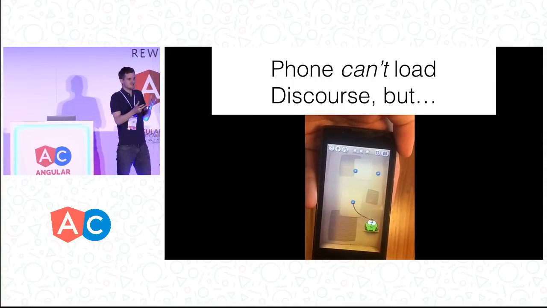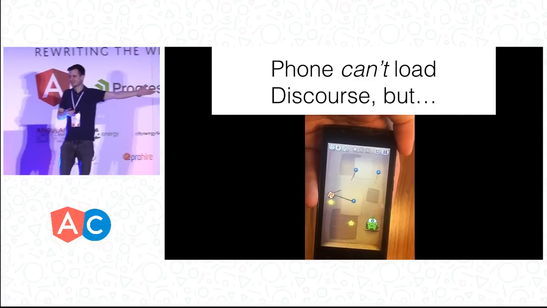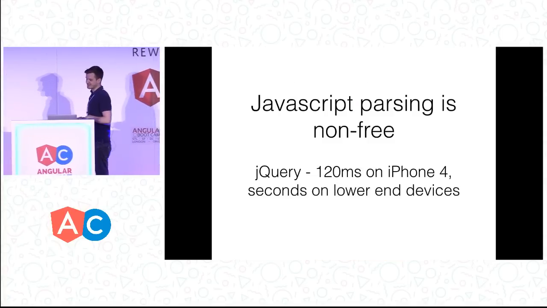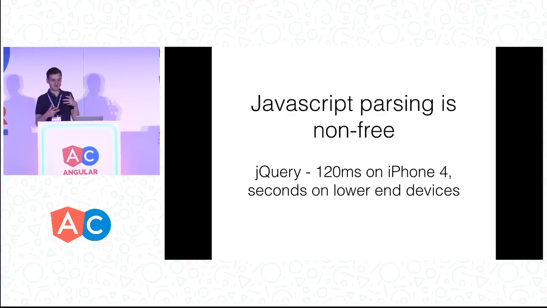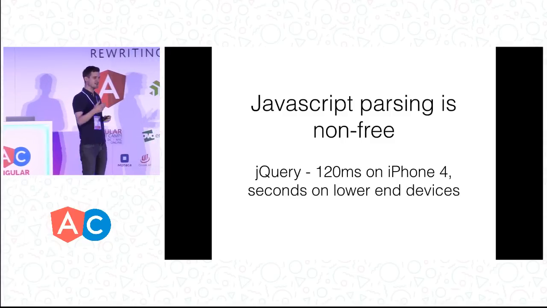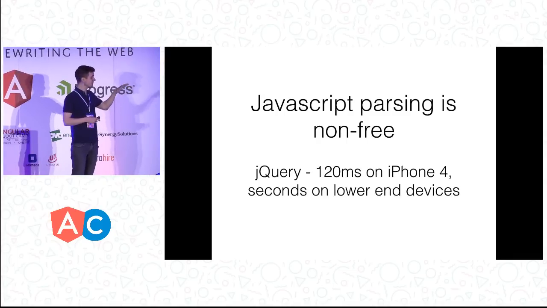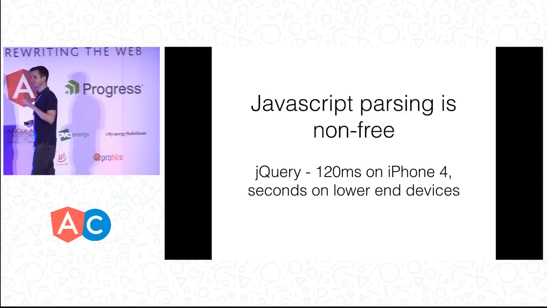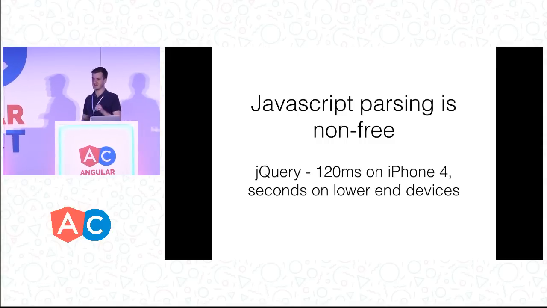A forum. It's just a bunch of text in boxes. It cannot render this, but it can play this game. This is embarrassing. And again, we don't have device empathy. We don't really understand what things cost. We even forget that parsing JavaScript is a non-free operation. Just taking that string of characters, tokenizing it, parsing it, building an AST, and then interpreting it is a non-trivial operation. Even on pretty good phones, just putting stock jQuery on the page will take you 120 milliseconds simply to parse it down.